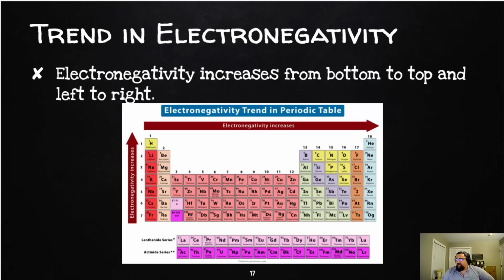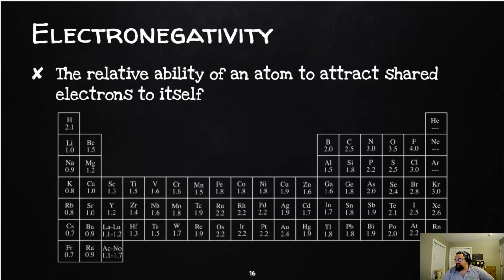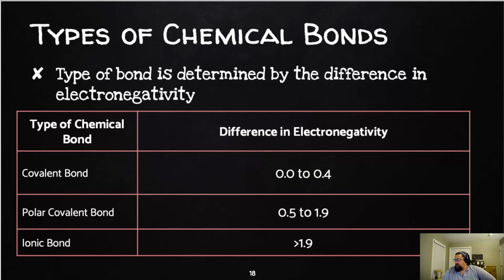All right. And so if we look at these values on the periodic table, the electronegativity chart, we can determine what type of bonds we have. And so if the difference is 0 to 0.4, it's going to be a covalent bond.